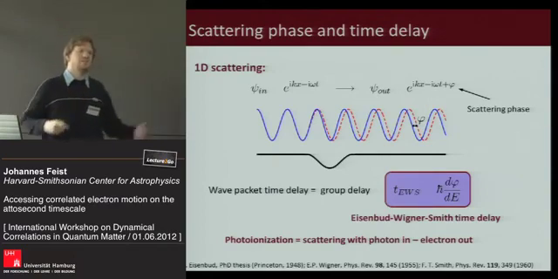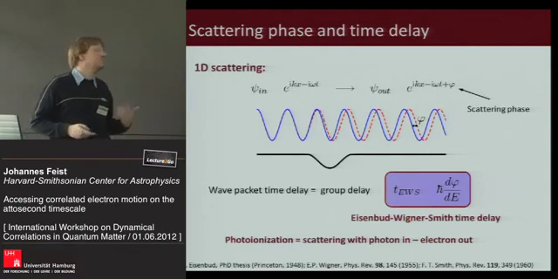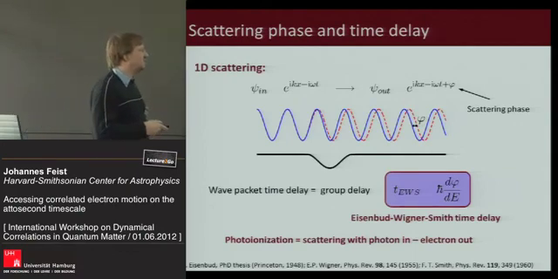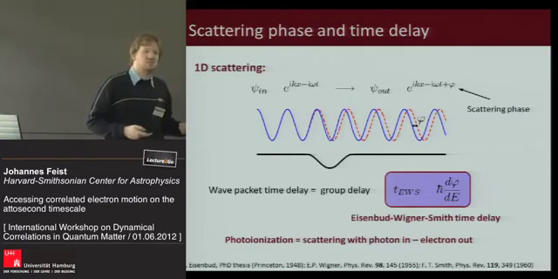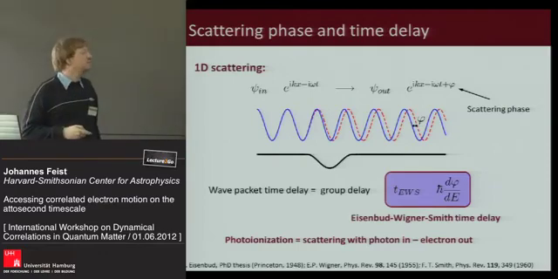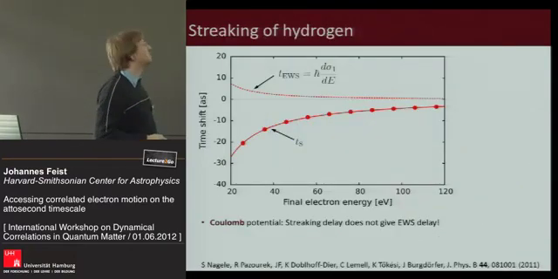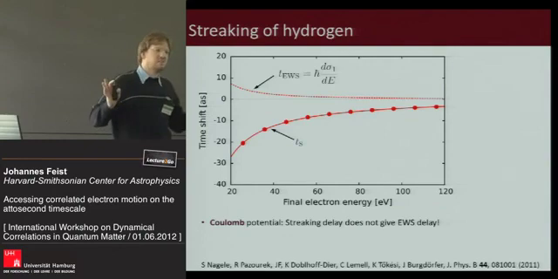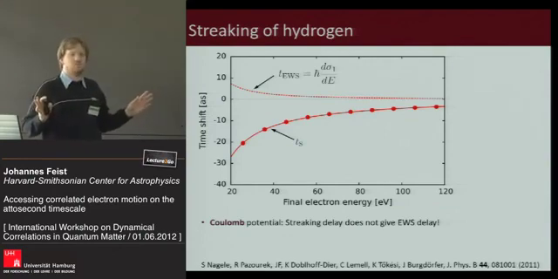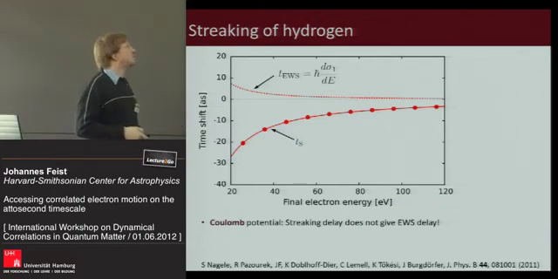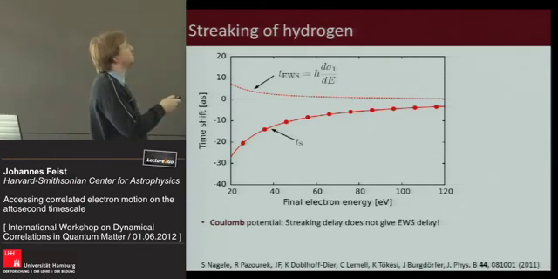So again, the dynamical information is encoded in the phase of the matrix elements. That's this Eisenbud-Wigner-Smith time delay that you could hope to access in the streaking, and that would be the time delay of photoionization, which just is scattering with the photon coming in and an electron going out. So if we now try to do this for hydrogen, we take the simplest atom that we can. We know we can solve that completely. We see it doesn't work, at least not as you would expect it.